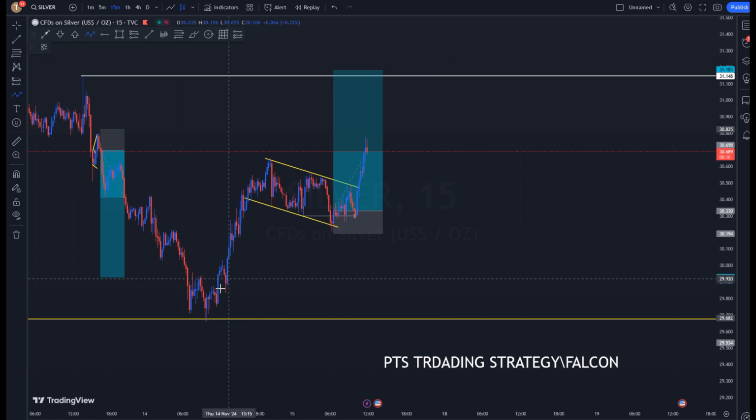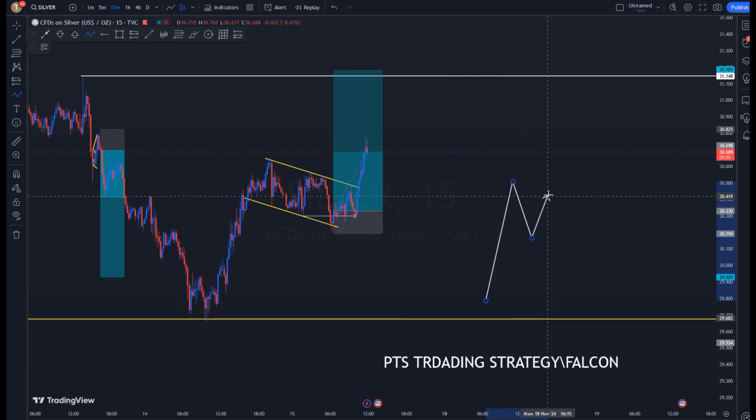You can see that first we have our impulse and then we have our correction. Obviously after the correction we are expecting an impulse. So same thing guys, you can see that we impulsed and then we came down and then price failed to break this higher right here, failed to break this higher, and then we came down again.